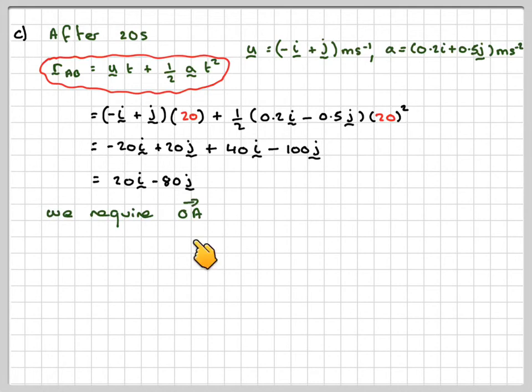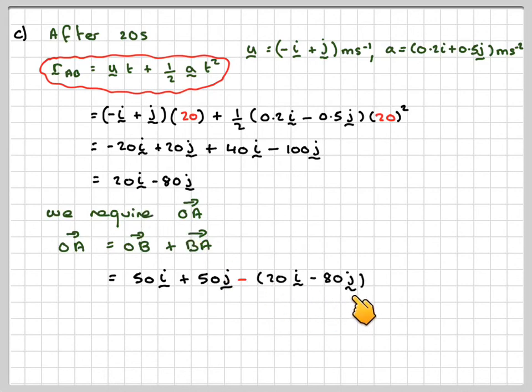But we require the vector OA, the position vector where we started. So how can we do that? OA will be the same as going from O to B plus B to A, and we were given that OB is 50i + 50j. Here we've worked out AB, so in order to find BA we need to do minus (20i - 80j). That will give me 50 - 20, which is 30, and 50 + 80, which gives me 130. Sorry, the recorded working gives 50 minus 80, which gives minus 150j meters.